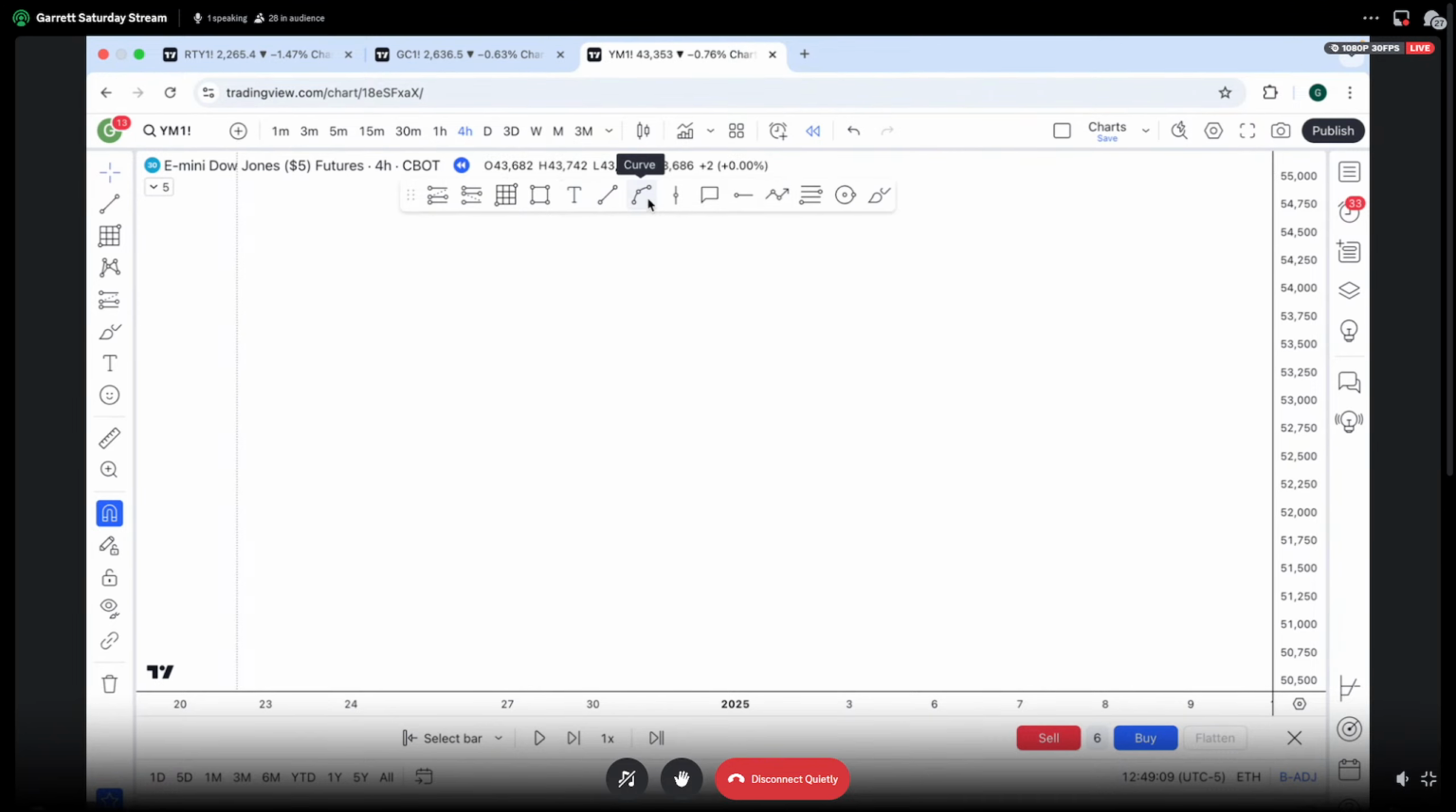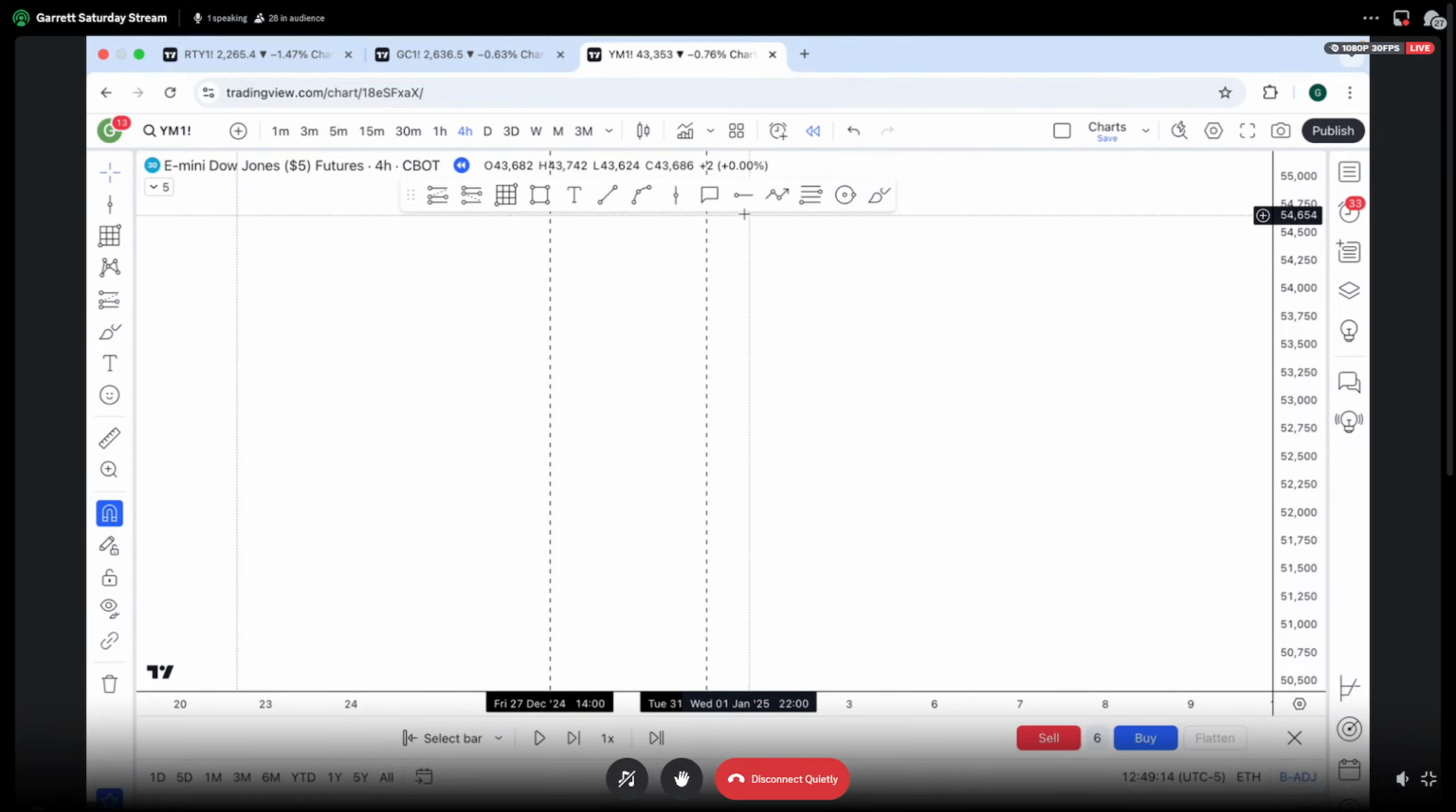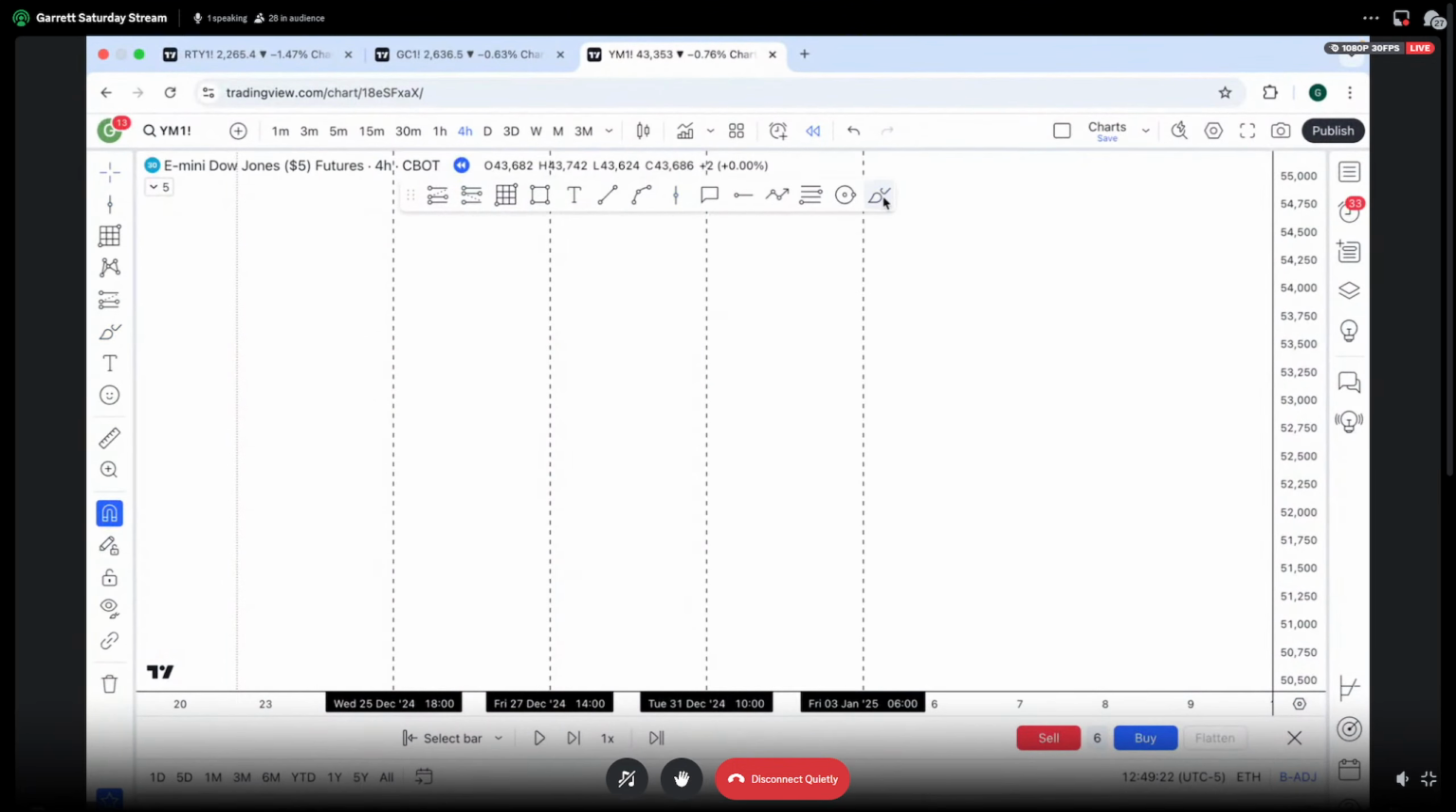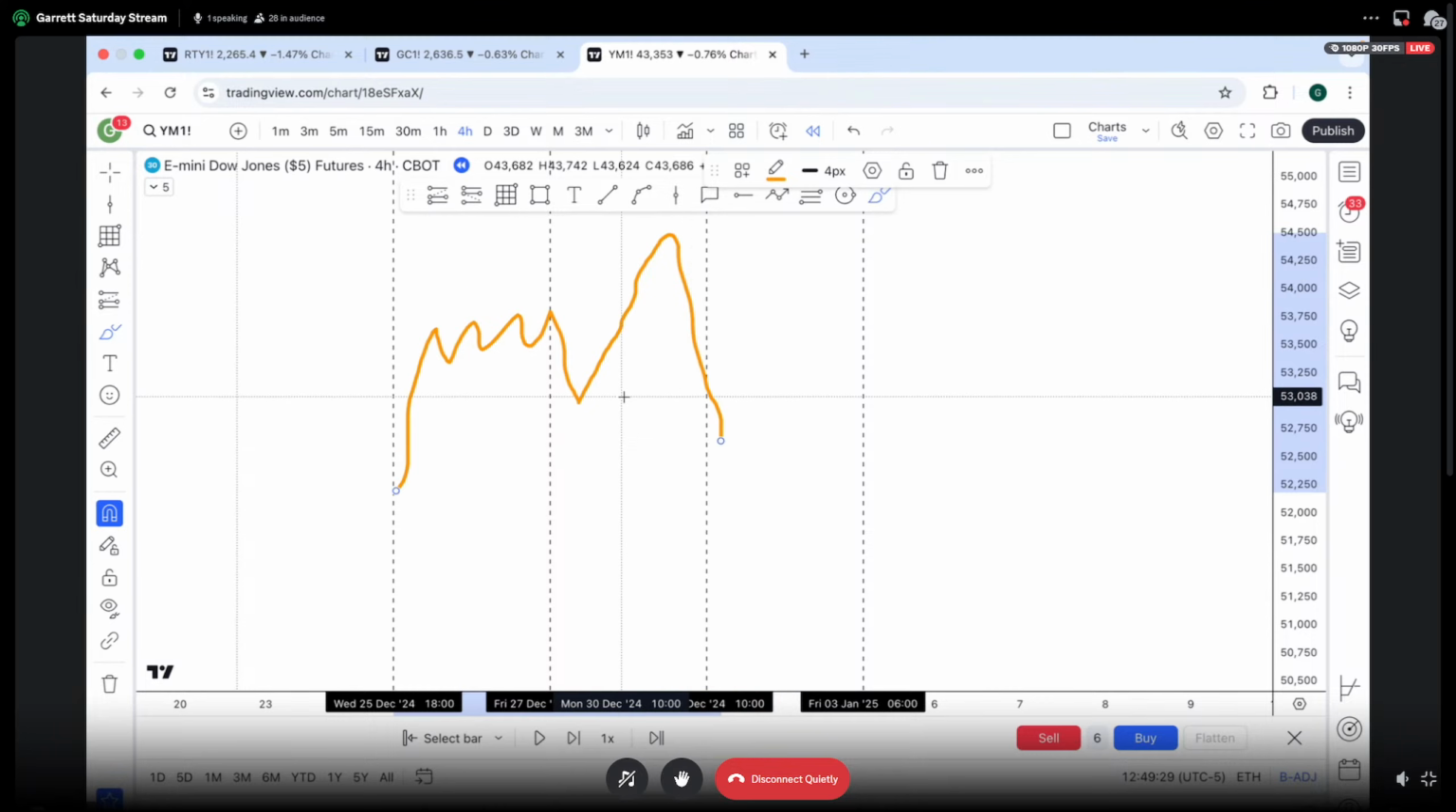So let me make these like lines or something. This is what he means by that. So let's say this here. Let's say we have a valid candle two closure, the CSD.